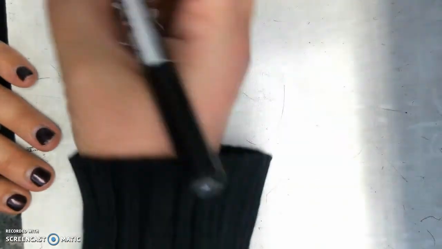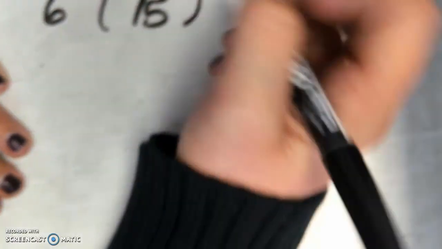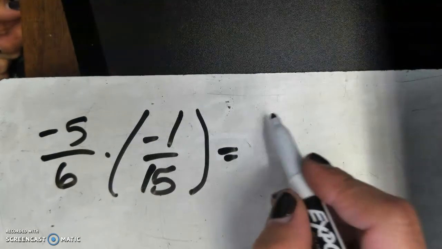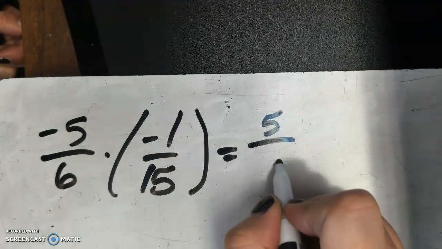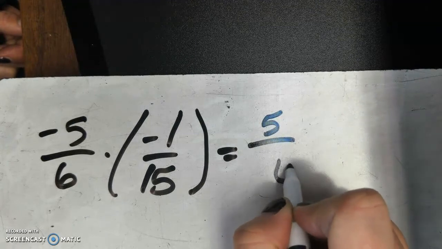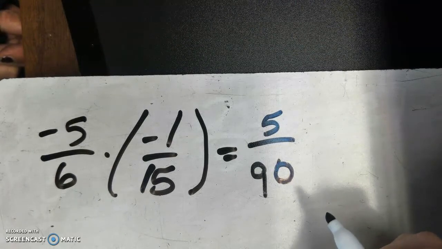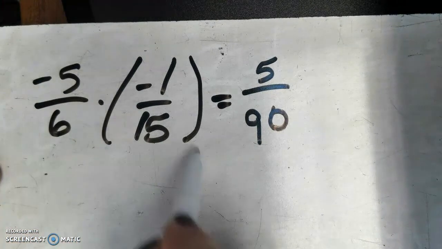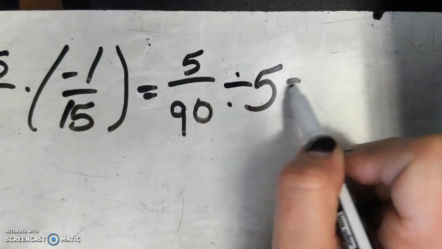All right, negative 5/6 times negative 1/15. Ooh, negative times negative. Sorry, you guys can't see what I'm doing. It's going to give me a positive. 5 times 1 is 5. And 6 times 15 is 90. So 5/90. I can see that those can be reduced, because I could have reduced it right here between the 5 and the 15. So I'm going to go ahead and do that. Divide both numerator and denominator by 5.